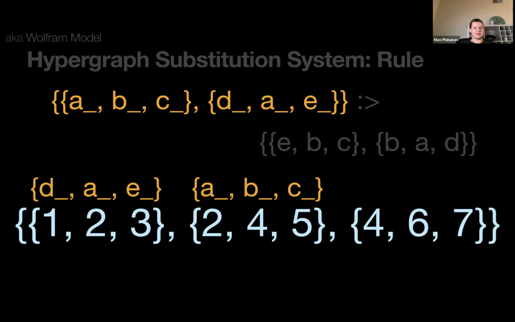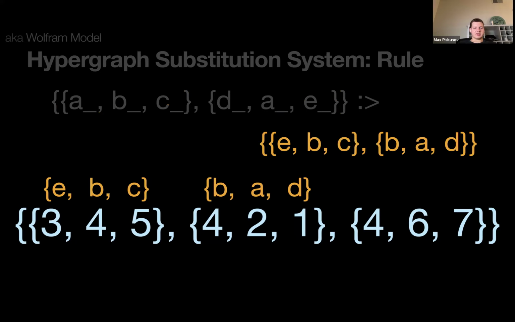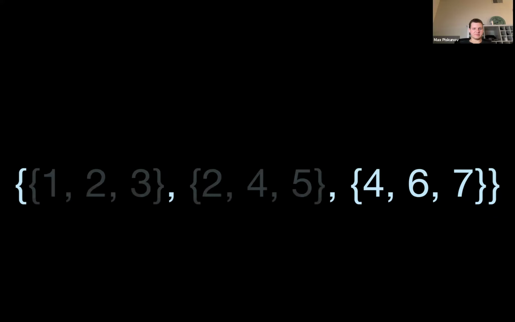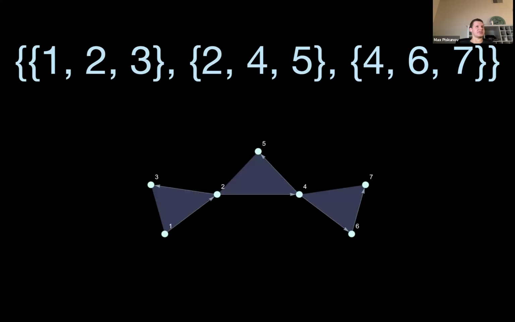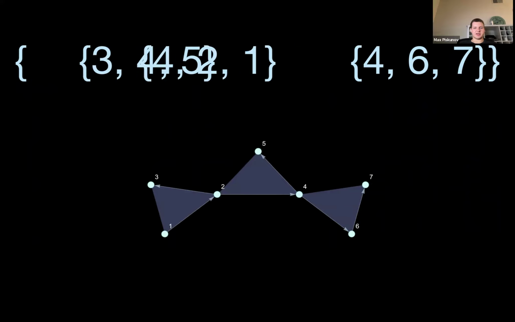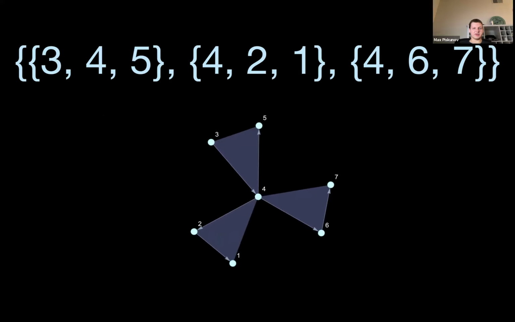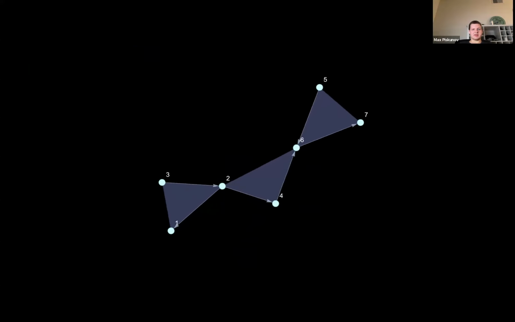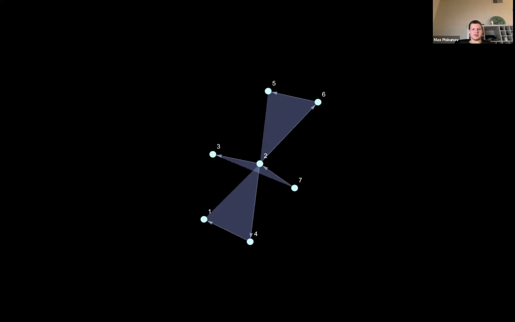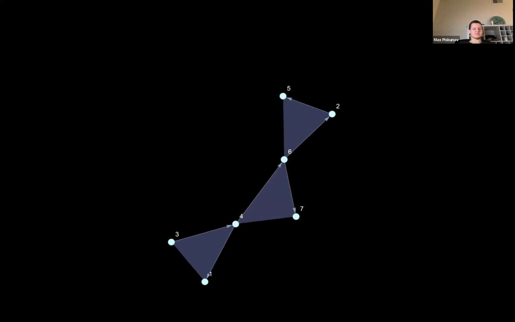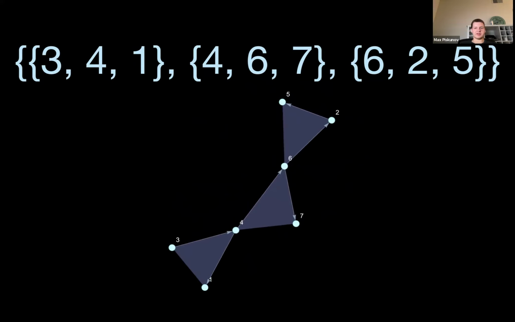For example, the A can match to 2, and the patterns can match like this. And then they are replaced with the right-hand side. And again, the right-hand side can just be a rearrangement of atoms on the left. And so if you now take this initial state again and apply the rule to it, you can see that it changes over time. And here we get the final state.